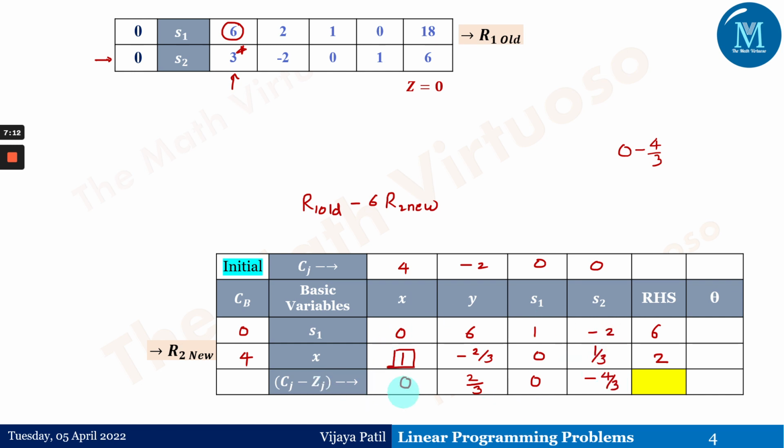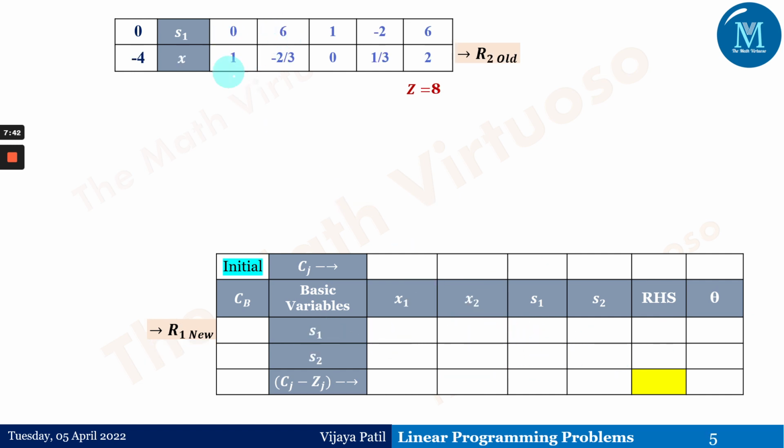So out of all of these, Cj minus Zj, this 2 by 3 is the only positive one we have got here. Because of this, this column would be the pivot column, and if you observe, the second element is negative, so we are not able to consider the theta or ratio for this. So we have to take the theta for the first one, that is 6 by 6, that is 1. So obviously this is leaving the basis and this is getting into the basis. So y is getting in and S1 is leaving the basis.